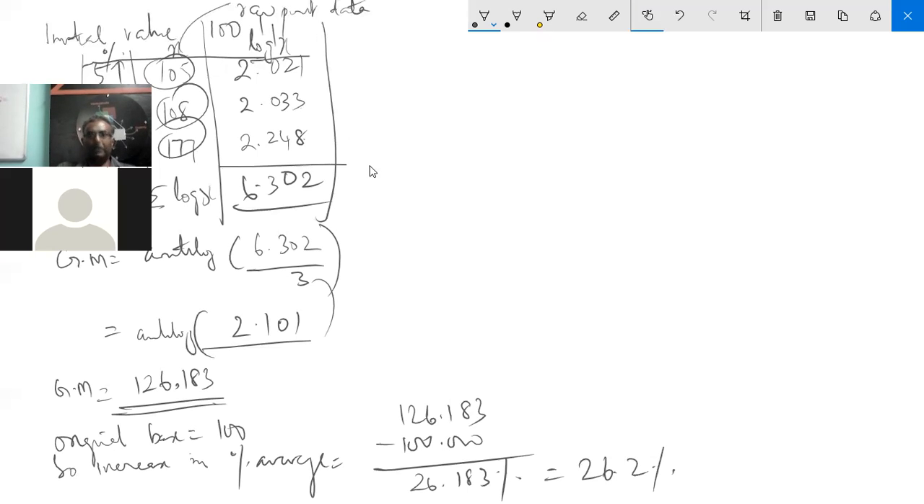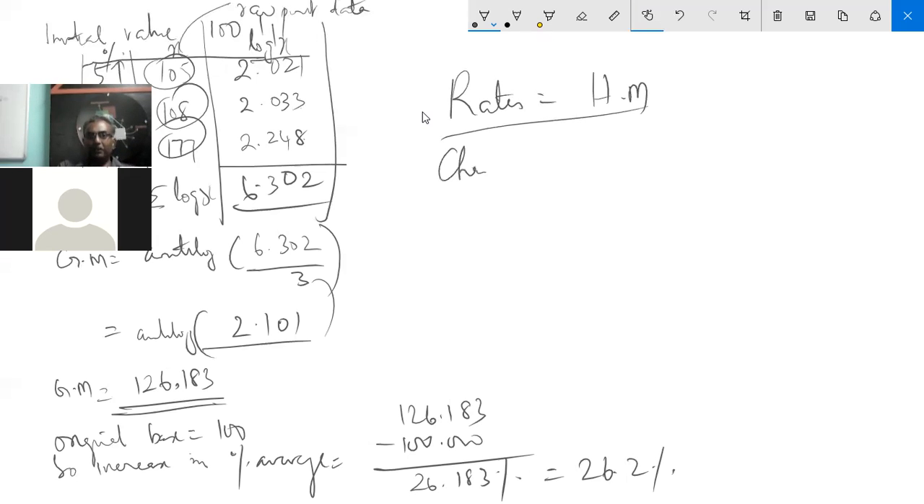use geometric mean. When data is given as rates, as kilometers per liter or kilometers per hour or number of subjects per semester, something like that, X divided by Y, or tons per month or something like that, when rates are given, always use harmonic mean.